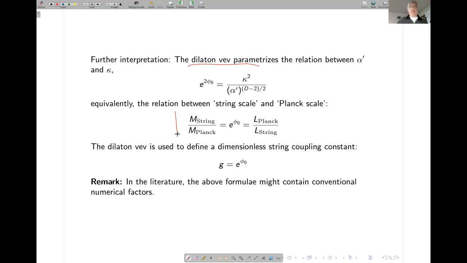What one then often does is eliminate kappa and take alpha prime as a fundamental length scale. For the vertices, where one has replaced kappa, one is then left with a dimensionless string coupling constant, which is the dilaton exponential. By the way, here I've not cared about numerical factors. If you look this up in the literature, these formulas will necessarily contain some numerical factors, which are important if you want to compute certain things explicitly, but which are not so important if you just aim for understanding what is going on with these scales.